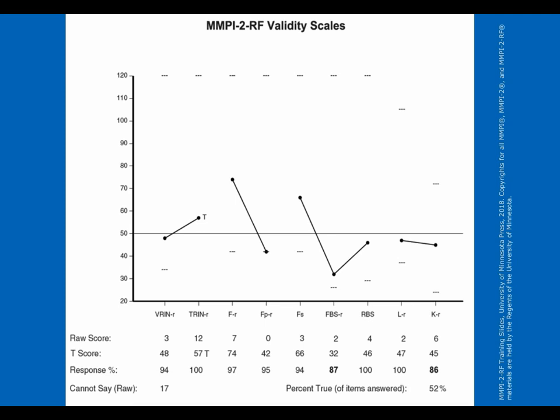And we see here that this individual has a cannot say score of 17. You can see that in the bottom left there. And his VRIN and TRIN T-scores are 48 and 57 T.